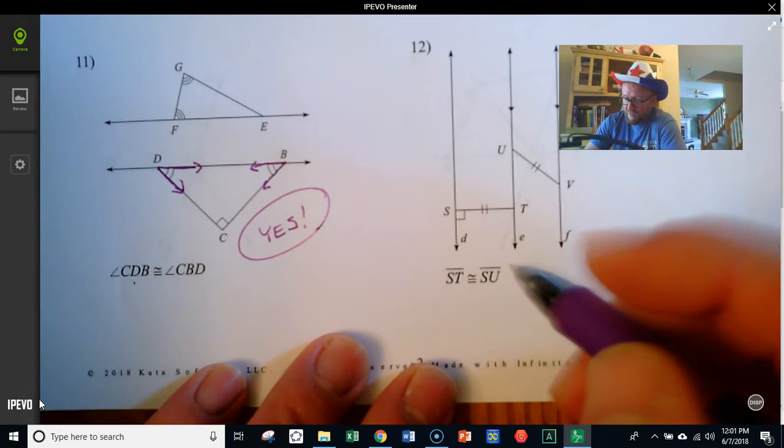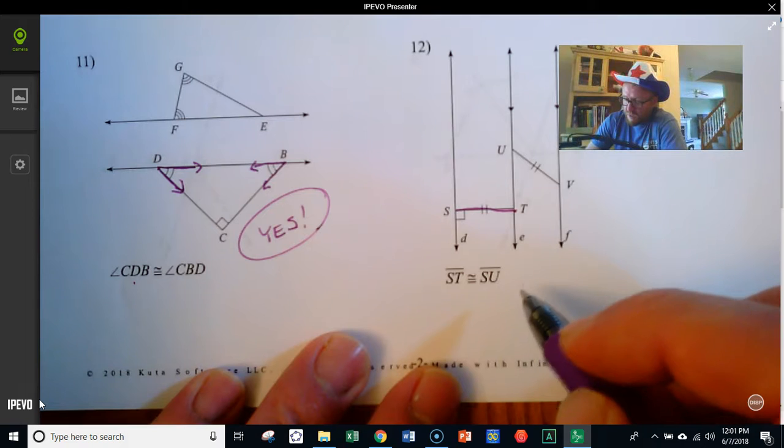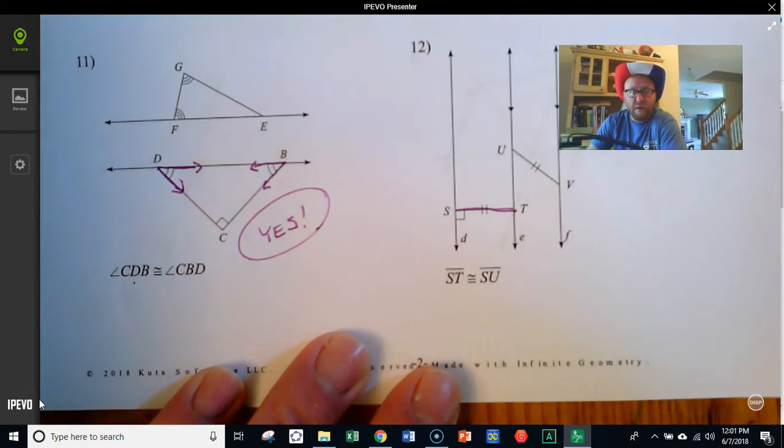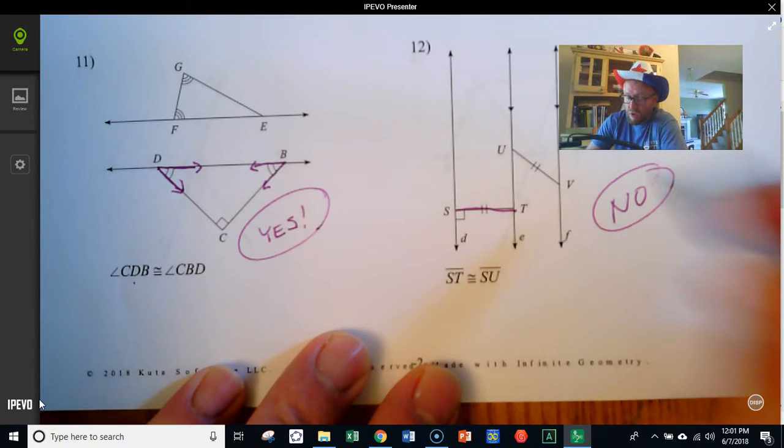And here we have that ST, it's right here, is congruent to SU. Well, SU isn't even shown in the diagram, so no, the diagram doesn't tell us that they're congruent.